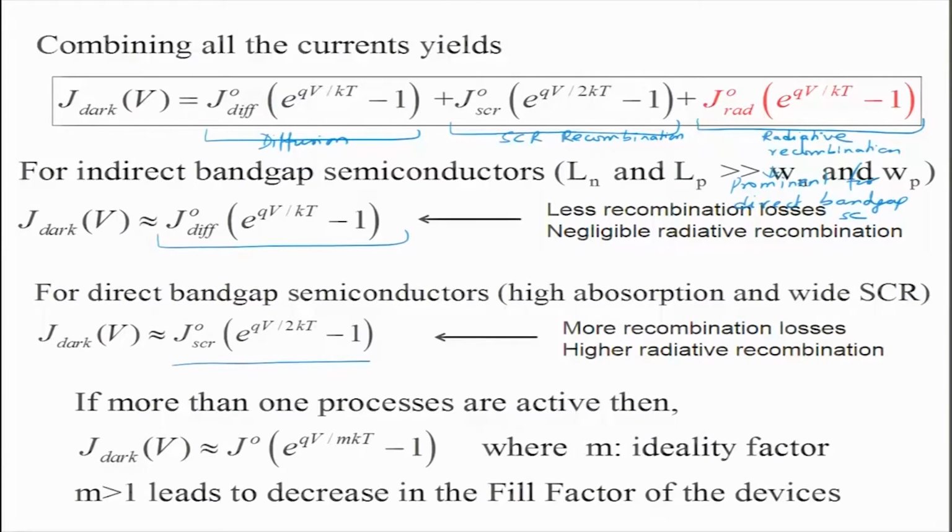So, if you have more than one process active, then we generally say that J dark is equal to J naught times exponential of qV divided by mkT, minus 1, where m is the ideality factor. If m is greater than 1, it obviously leads to a non-ideal diode, and that reduces the fill factor of the device because of increased recombination. So, an increase in this m factor above 1 often leads to more recombination losses, as a result less photocurrent, and a lower fill factor of the devices.